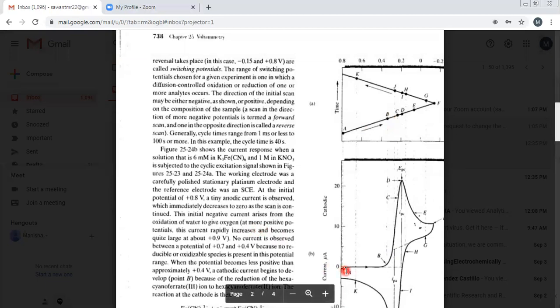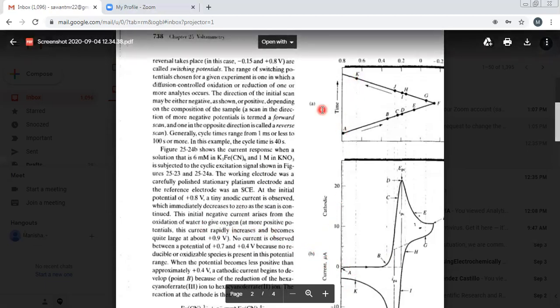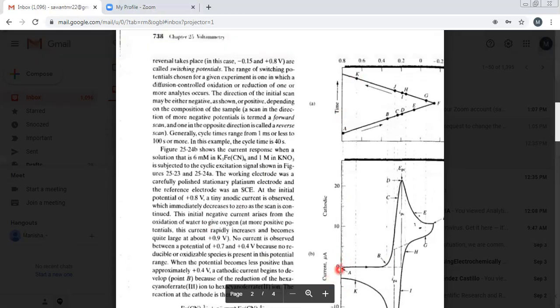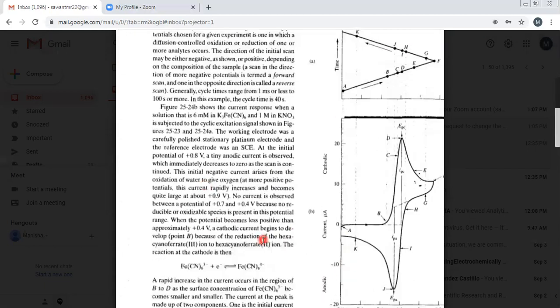All right. So this is the answer to the question of why we have a decrease initially. The decrease is due to the oxidation of water to give oxygen at the more positive potential. If we were going in the more positive direction, we would have got a further anodic current. So we are not doing that. We are going with a negative scan, or cathodic scan.